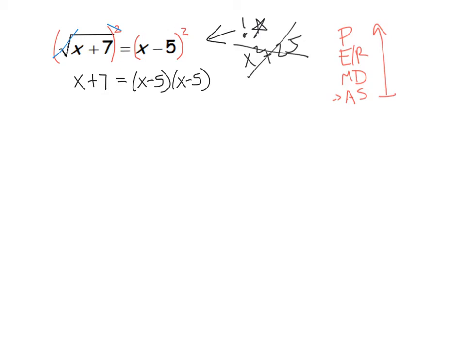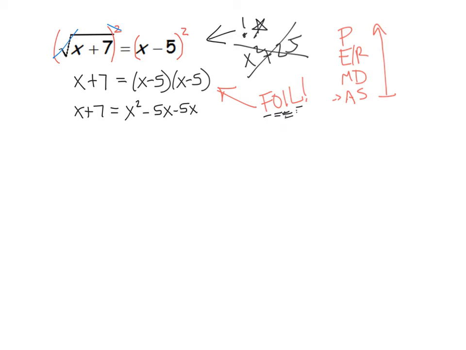Now, what do we have to do right here then? We need to FOIL. Hopefully that's what you were thinking. We need to multiply by using the FOIL method, the first terms, the outside terms, the inside terms, and the last terms. So on the left-hand side, I'm going to leave my x plus 7, and on the right-hand side, I'm going to FOIL. Multiply the first terms, x times x is x squared. Multiply the outside terms, which is x and negative 5, so negative 5x. Multiply the inside terms, which is negative 5 and x, so minus 5x.